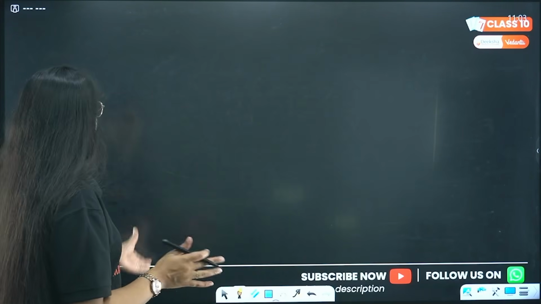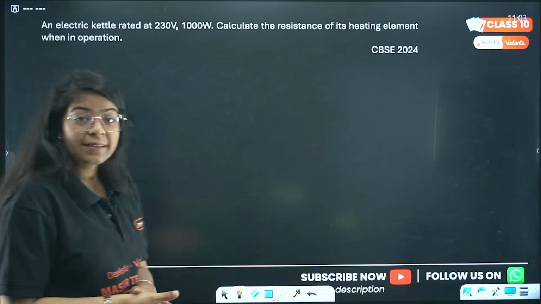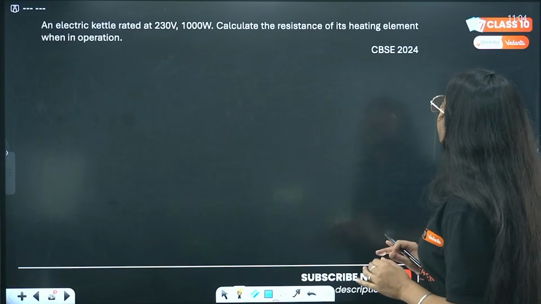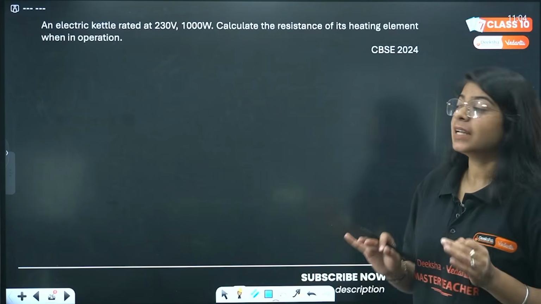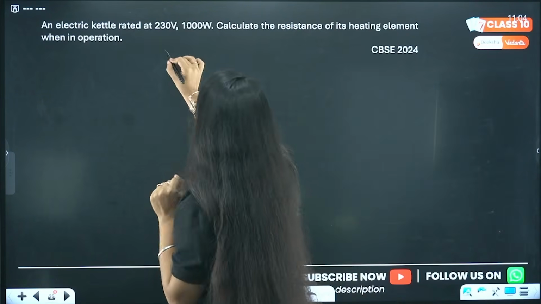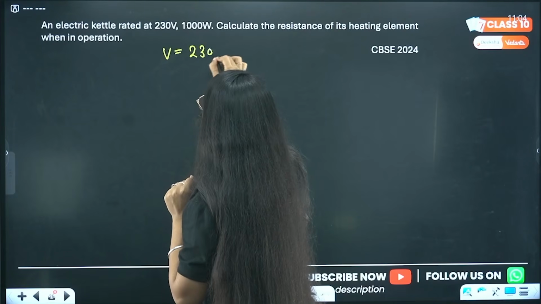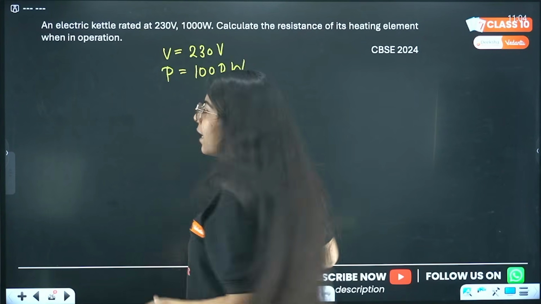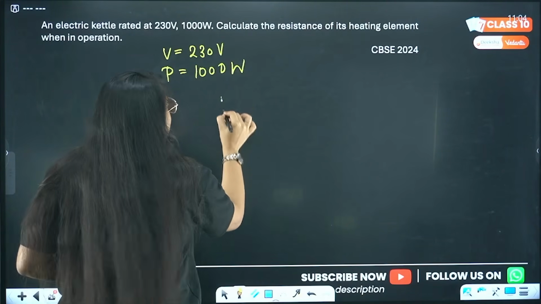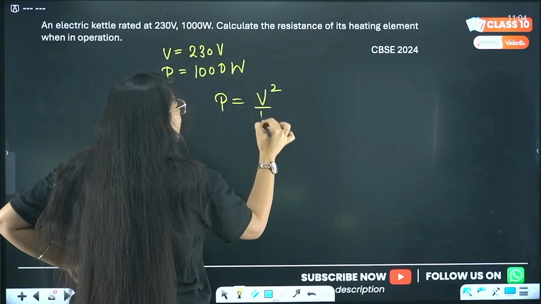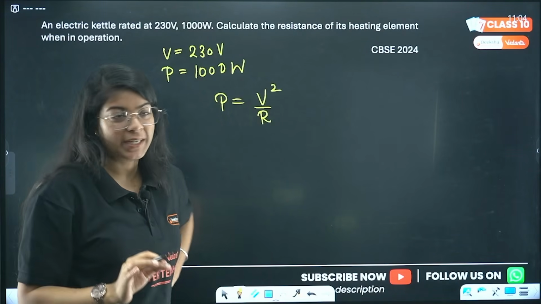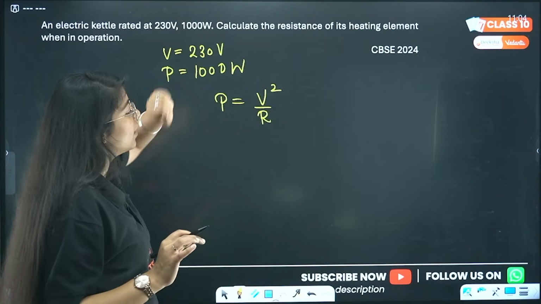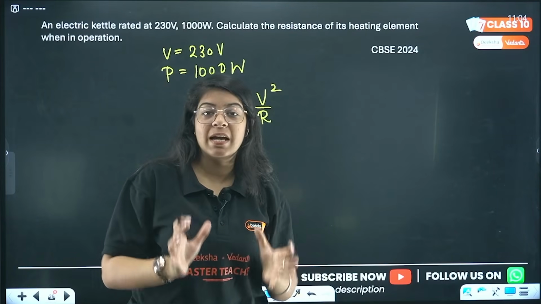Next question: an electric kettle rated at 230 volt and 1000 watt, calculate the resistance of its heating element when it is in operation. So we are given the potential difference, that is 230 volt, and power is 1000 watt. We just have to calculate the resistance. These formulas are very important. We have to calculate how much resistance it will have.